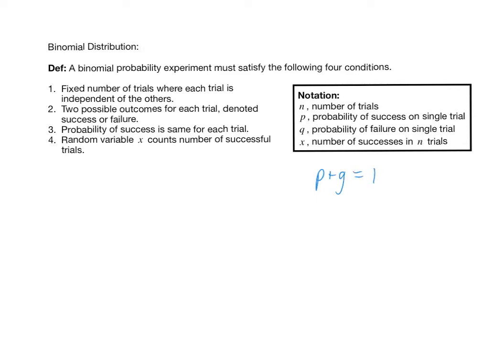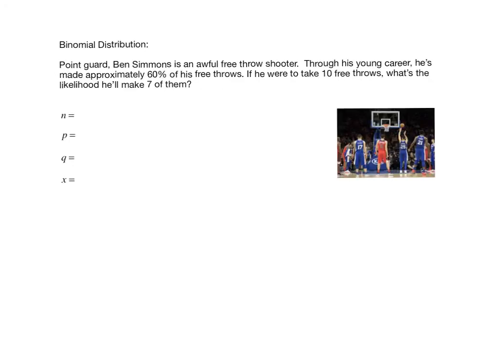Let's now look back at the Ben Simmons example and see how these conditions are satisfied and what the values of the variables are in this particular case. Again, let's quickly reread through the problem. Point guard Ben Simmons is an awful free throw shooter. Through his young career, he's made approximately 60% of his free throws. If he were to take 10 free throws, what's the likelihood he'll make 7 of them? So first, how do I know this is a binomial distribution problem? Well, again, there's 4 conditions that need to be met, but there's really a couple of key things that you need to focus in on.